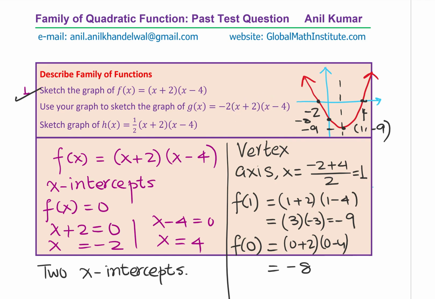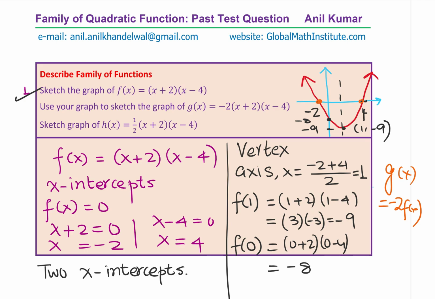So what you see here is basically, let me write it on the side. We have g of x, which is equal to minus 2 times f of x, correct? That means it is stretched and reflected. So instead of minus 9, the vertex will now be at minus 18. However, the x-intercepts will remain the same, and the y-intercept will also be stretched and reflected.